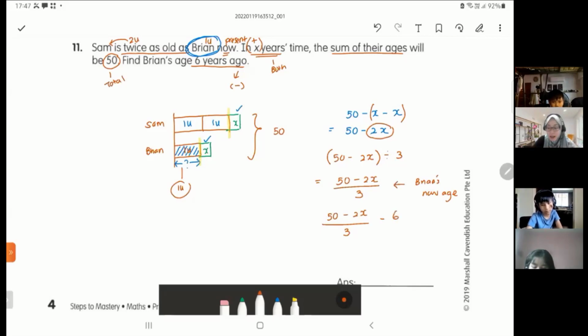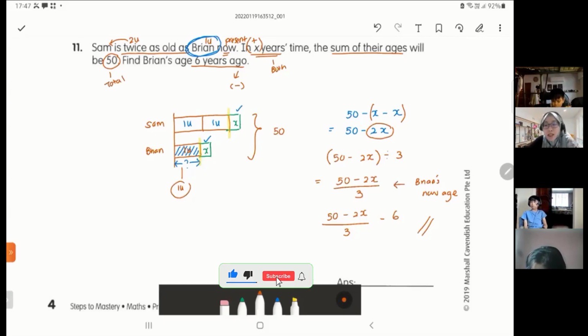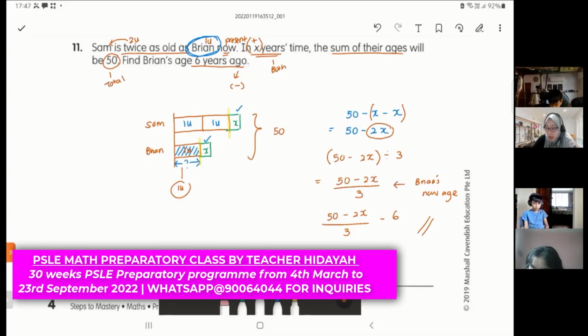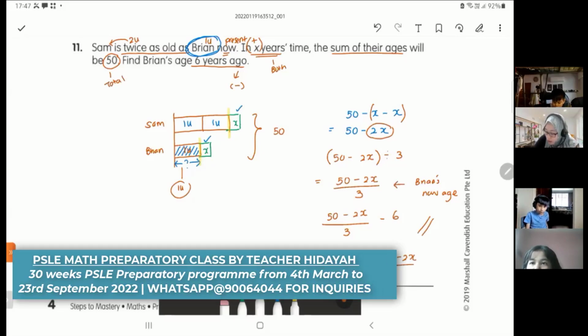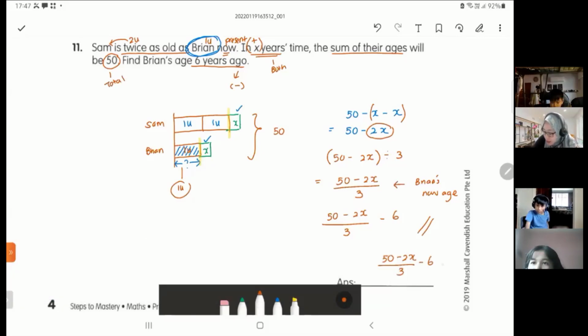And is that it? Is that the answer? Yeah, done. I can't solve it further because there is no need for me to solve the equation. I do not know what x is. They did not say anything about x. So I leave it as it is. So my answer is (50 minus 2x) over 3, minus 6 years old. Answer. Understand? Okay.